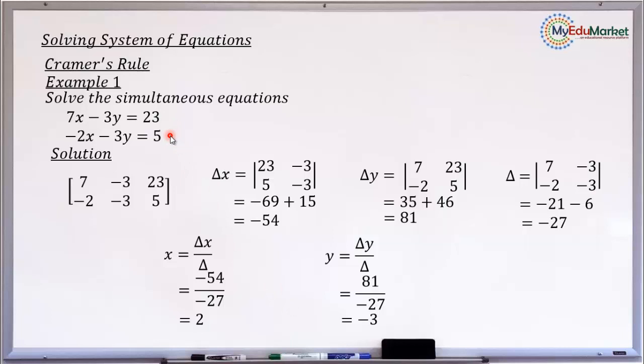So this is Cramer's rule. With this, we have come to the end of this lesson. I hope with just this one example, you'll be able to solve systems of equations using the determinant method. So thank you for listening.